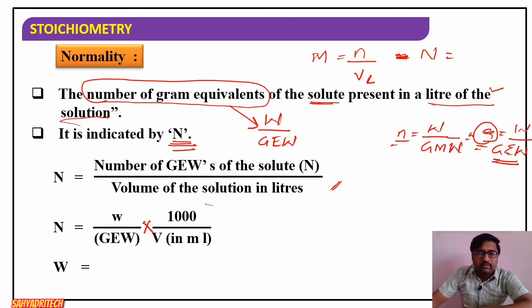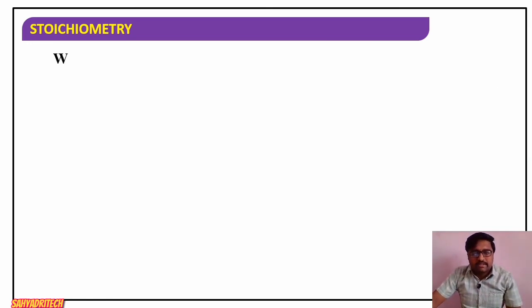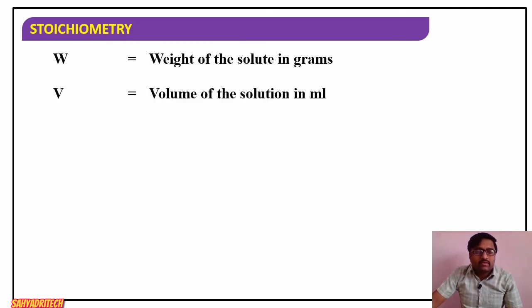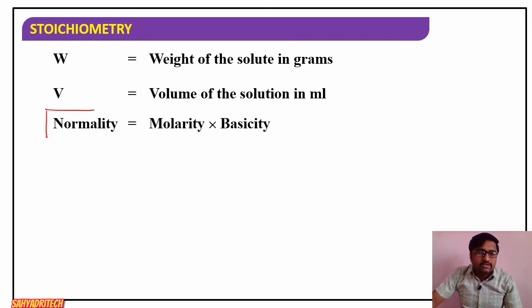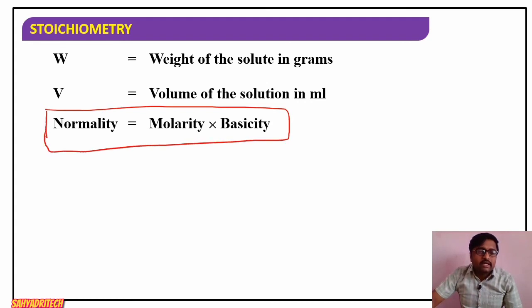Well, so here W, what is the W? W is the weight of solute in grams, right? V is the volume of solution in mL. And normality can be related to molarity for any solution, we can interconvert normality into molarity. How? By knowing the basicity. So normality is equal to molarity into basicity, which is one of the important relations.